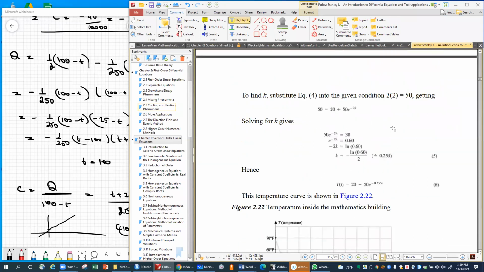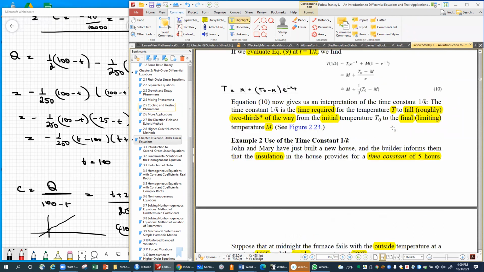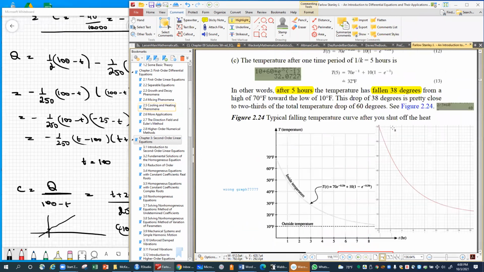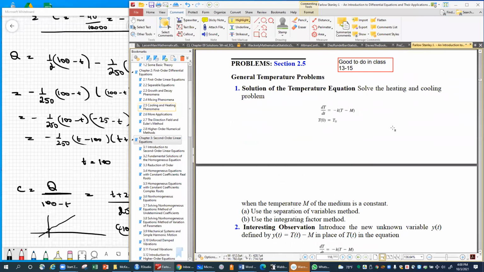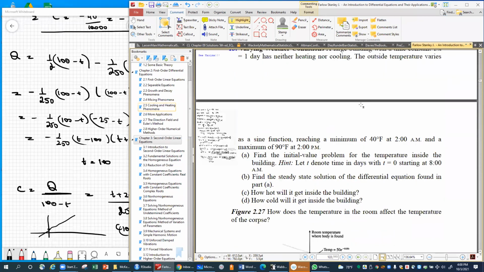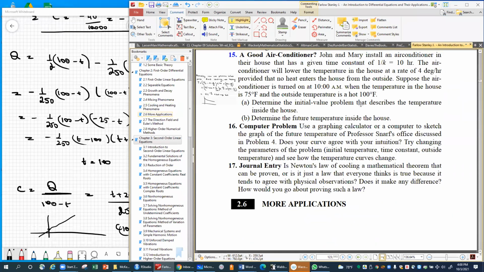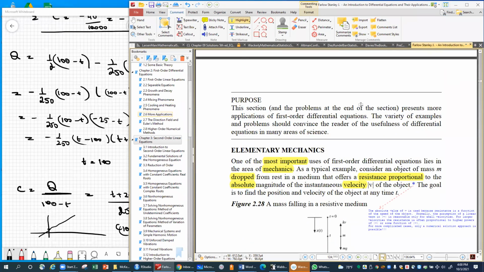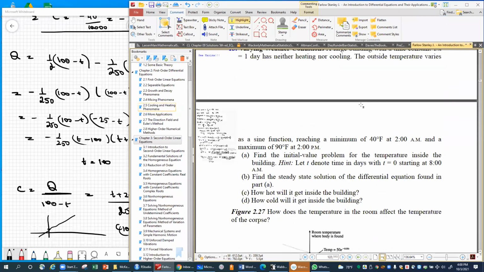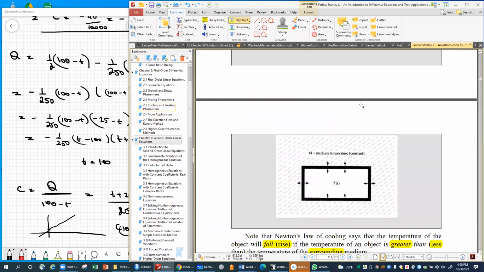So let's see. We have interpretation of time constant. Problems 13 to 15 should be done in class. Those are a bit more complicated with a changing environment. Mechanics, yeah, there's all kinds of interesting stuff.